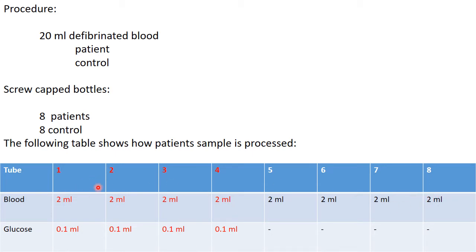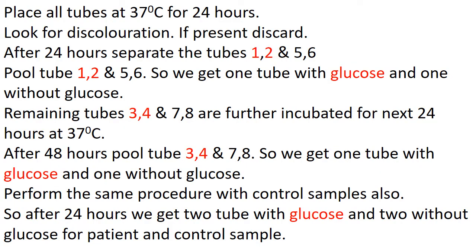Mix all the tubes, tubes 1 to 8 of the patient and 1 to 8 of the control. Place all the 8 tubes of patient and control in an incubator at 37 degrees centigrade for 24 hours. After 24 hours, look for signs of discoloration in any of the bottles. If present, or if there is contamination, then discard it.